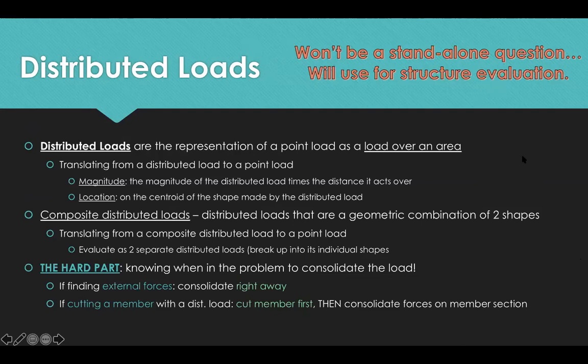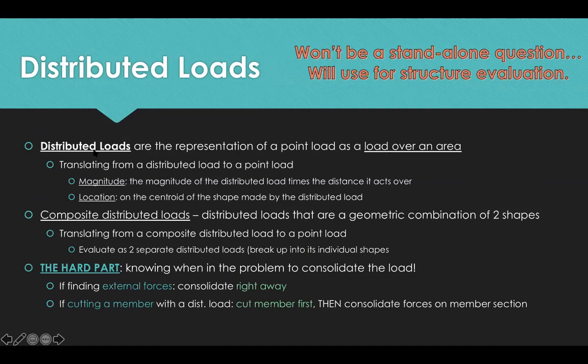Okay, so for the distributed load stuff, again, it won't be a standalone question. You're going to have it built into a structure, kind of like you saw in this last quiz. There was a distributed load on the side of the frame. So that's kind of how you're going to see distributed loads. Basically, they're just a point load broken up over an area.